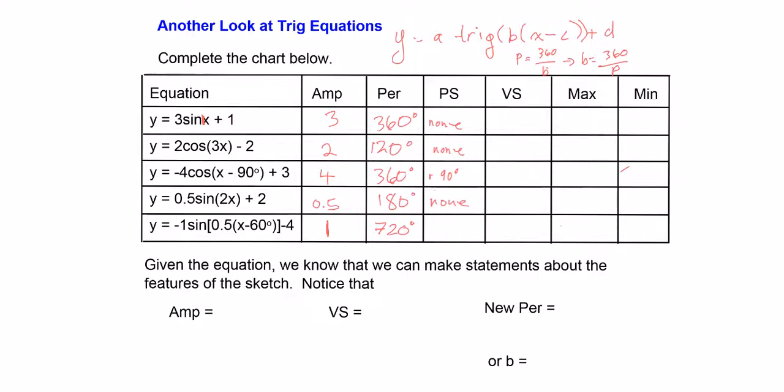For this next graph here, notice we have x minus 60. So just like we expected before, it's opposite world. Now we've got negative 60, which means we're actually moving right 60 degrees.